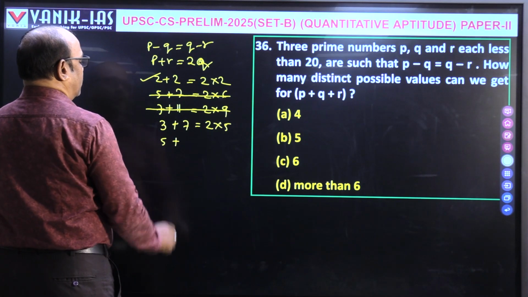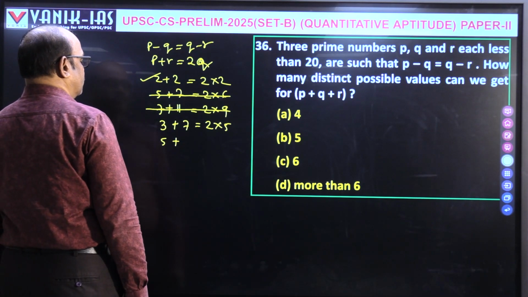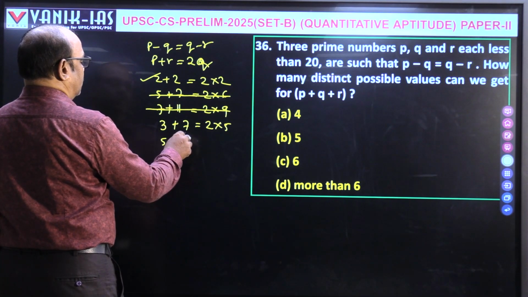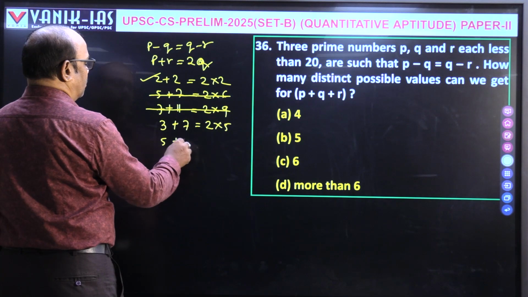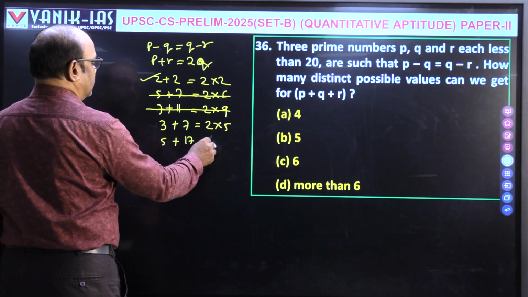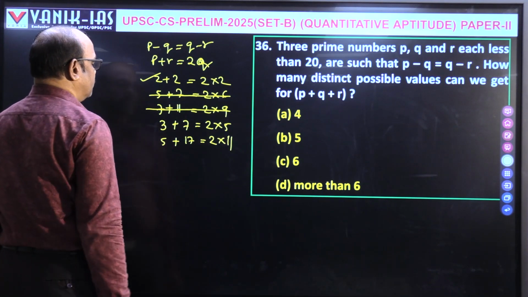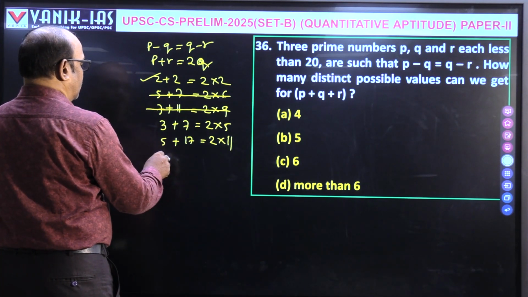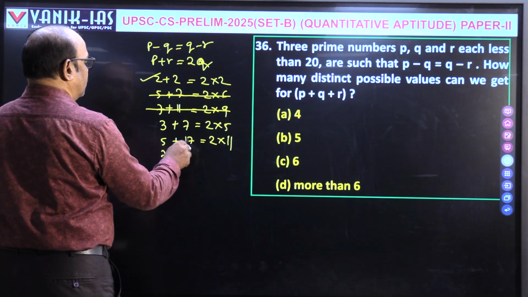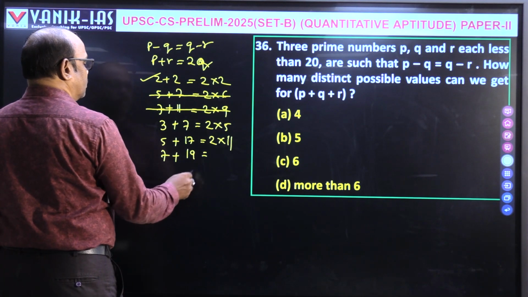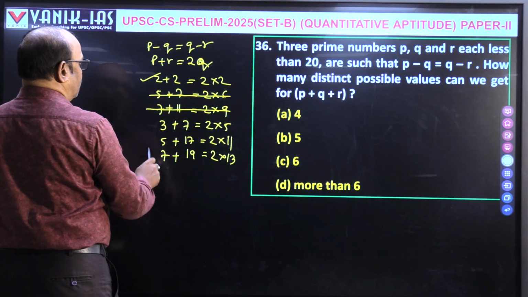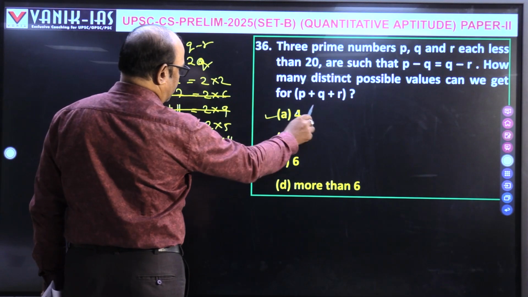5 plus 11 not possible, 16 not possible, take 17, 17 plus 5 is 22. Yes, it is possible, 2 into 11 is a possibility. And another pair is possible: 7 plus the prime number 19, 2 into 13. Right. So first pair, second, third, fourth. 4 pairs are possible. So the option is the first option.